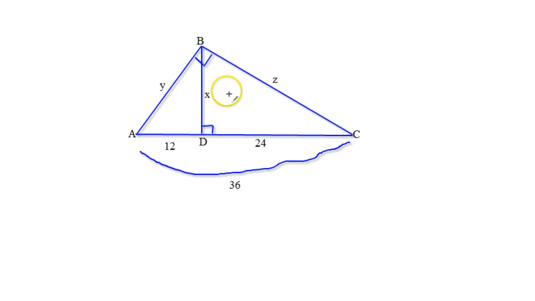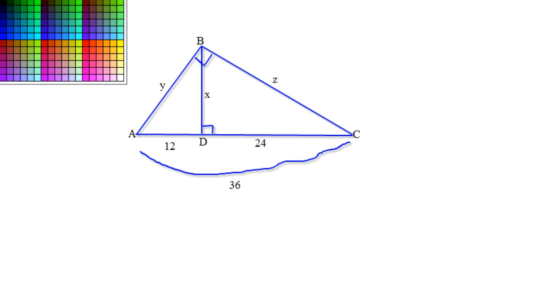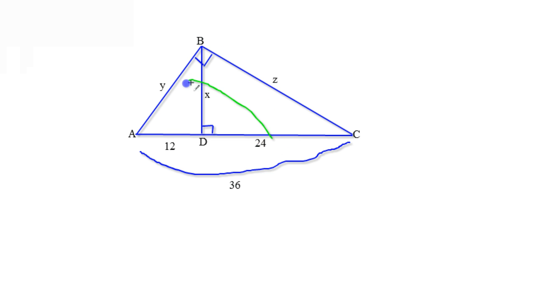Now if you're missing x, here's the really cool part. Oh, come on, I wanted green. There we go. You're going to use these three right here, and x is going to be equal to the square root of 12 times 24, and that's it. That's the beautiful thing of it, and you can actually find x that way.